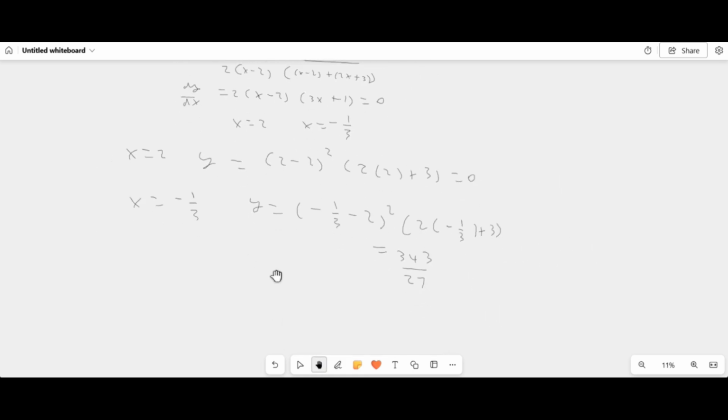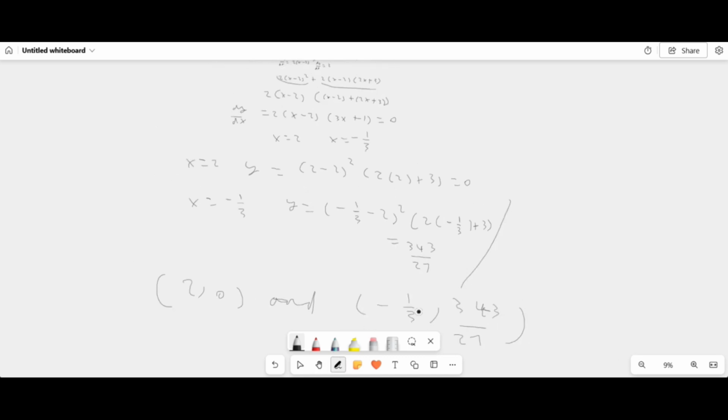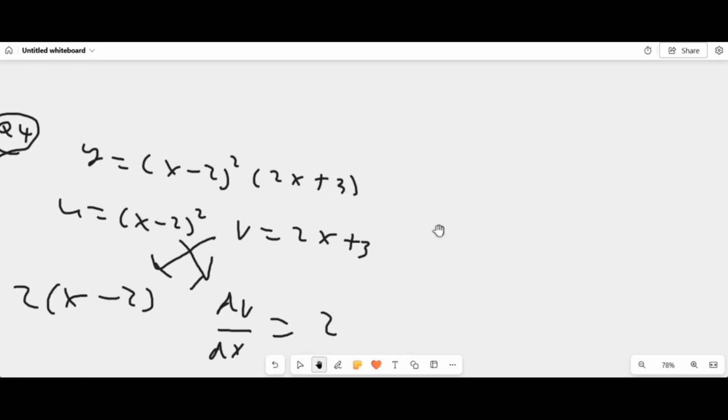Alright, save. So the stationary points therefore are 2 and 0 and minus 1 over 3 and 343 over 27. Save. Alright, save. Let me make sure I'm zooming in the same amount as that. I think. Cool.